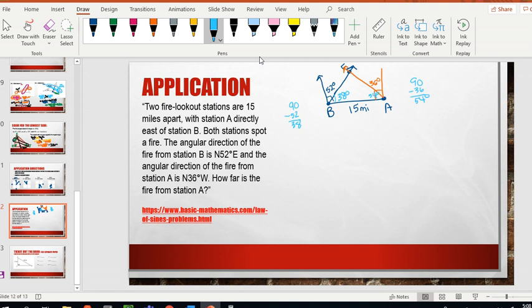This is a hard problem. Thank you, Mr. Coe, for this hard problem. All right, how far is the fire from station A? So what we want to know is actually little b right here, because it wants to know how far the fire is from station A. And this is a representation. It doesn't have to be exact, all right?